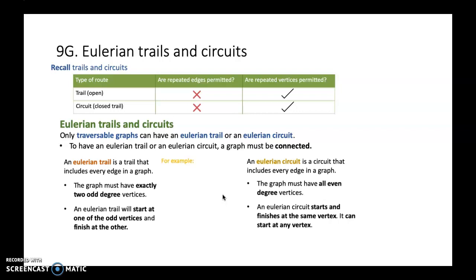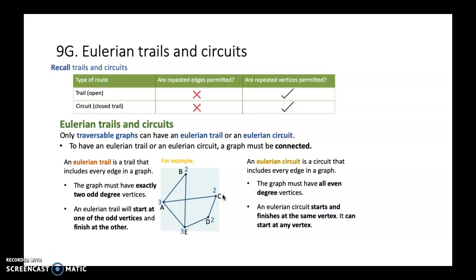One example for an Eulerian trail. So in this connected graph, we have vertices A, B, C, D, E. We need to firstly check the degree of each vertex. For A, the degree is 3, B 2, C 2, D 2, and E 3. So as you can see, we have only two odd degree vertices and the rest of them are even.